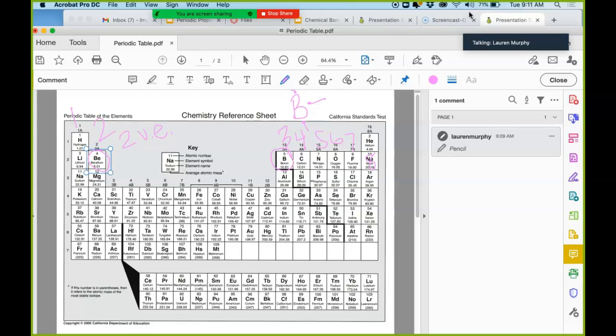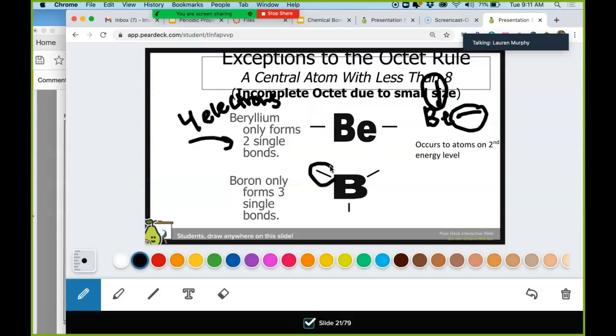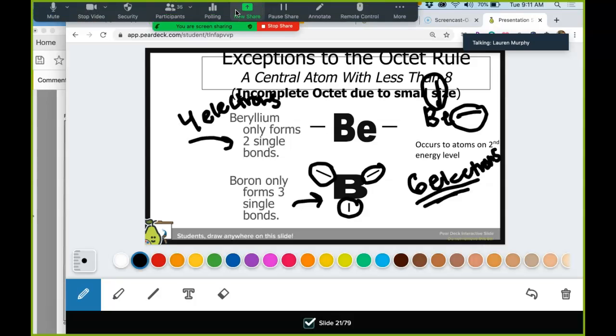Now, if it bonds only 3 times, 2 electrons, 4, 6. It will only have 6 electrons around it, not 8. It is okay and it is stable this way. It has an incomplete octet because it's a small atom and it can be stable with 6 electrons. That doesn't mean it can't have 8 valence electrons around it or 8 electrons being shared around it. It's just okay and still stable with only 6. So these are some of the exceptions that you need to know.